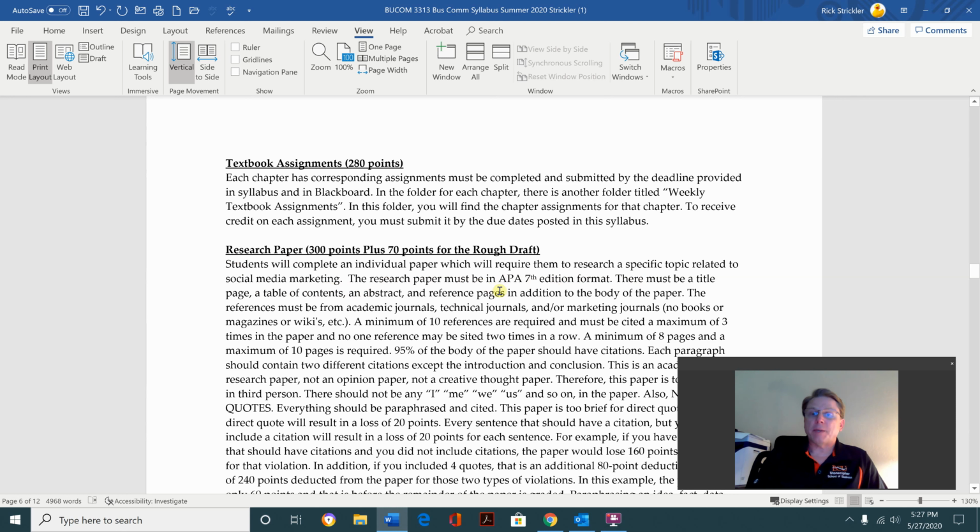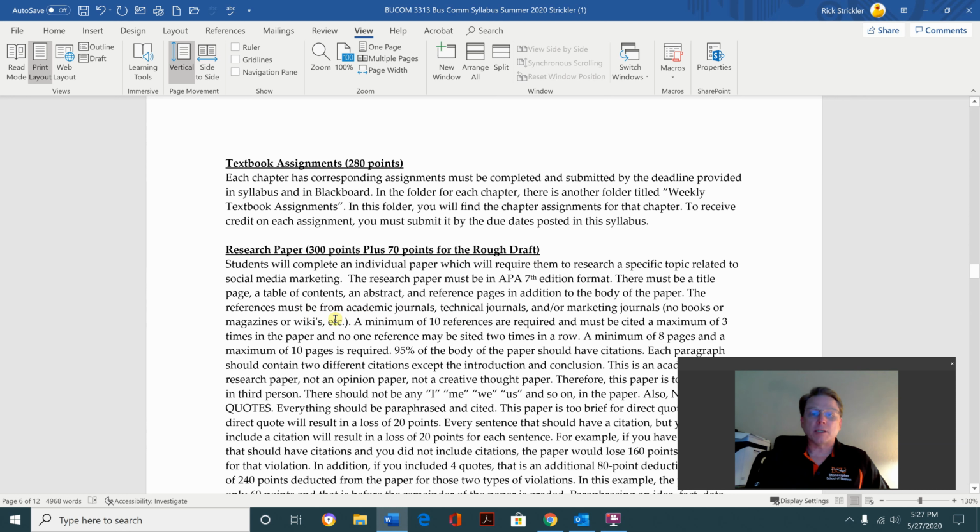The research paper must be APA 7th edition. Okay, this is 7th edition. It's brand new, just came out this year. So the 6th edition is no longer valid. We're now using the 7th edition. There must be a title page, table of contents, an abstract, and reference pages at the end, in addition to the body.